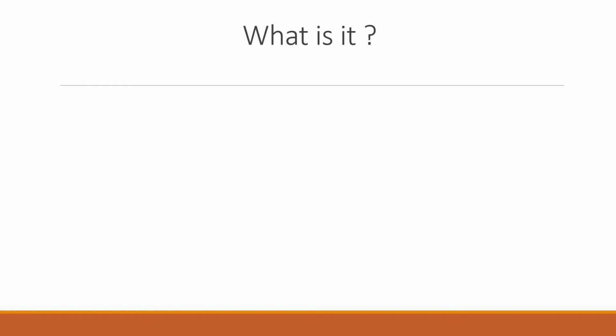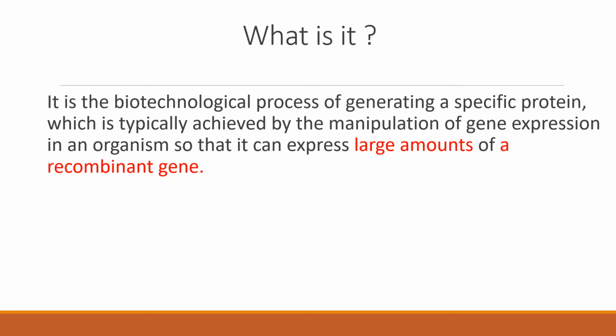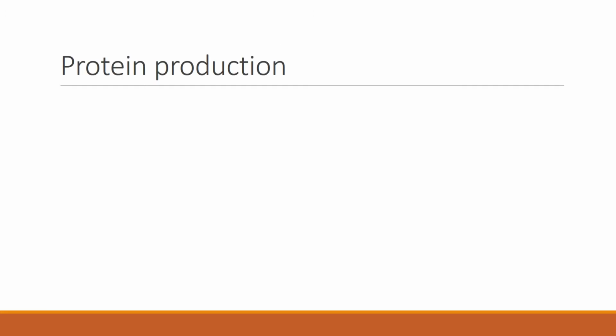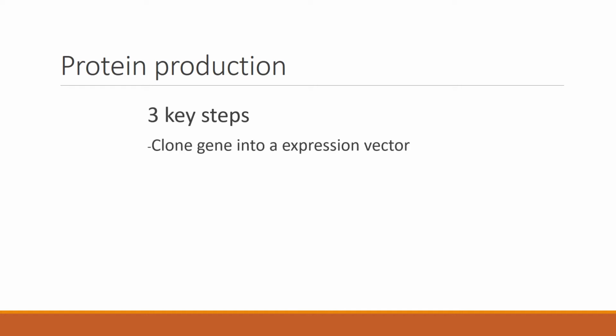So, what is overproduction? Overproduction is a technological process of generating a specific protein, which is typically achieved by the manipulation of gene expression in an organism, so that it can express large amounts of a recombinant gene. There are three key steps to produce proteins. Firstly, we need to clone the gene into an expression vector and then transform that into a suitable host organism. Here it is a bacterial system, which will be illustrated in depth in the following video. Finally, we obtain the purified proteins we need.